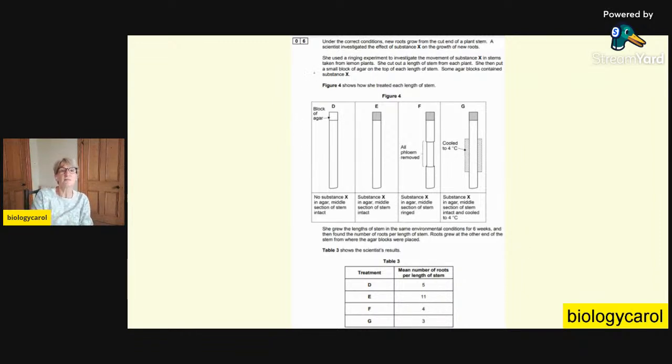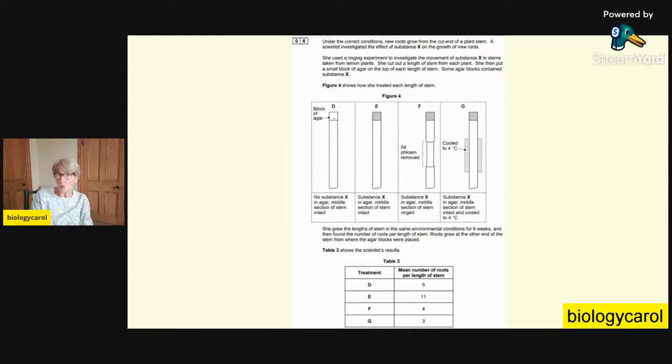Okay, question 6. Under the correct conditions, new roots grow from the cut end of a plant stem. A scientist investigated the effect of substance X on the growth of new roots. She used a ringing experiment to investigate the movement of substance X in stems taken from lemon plants. She cut out a length of stem from each plant. She then put a small block of agar on the top of each stem. Some agar blocks contain substance X.